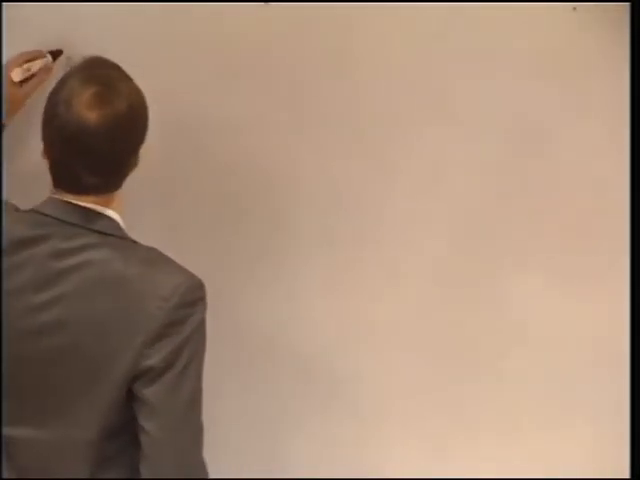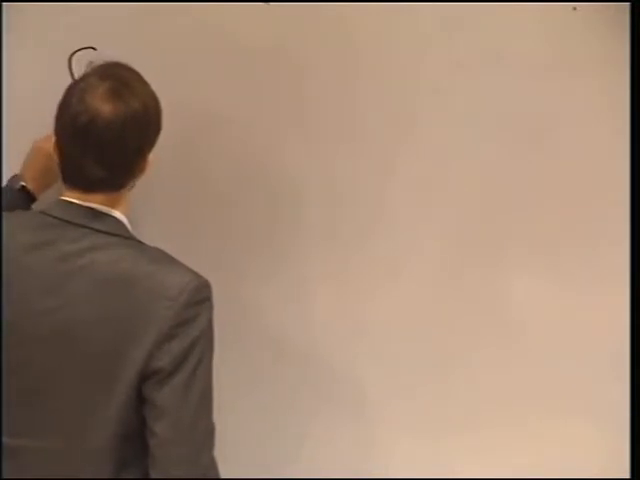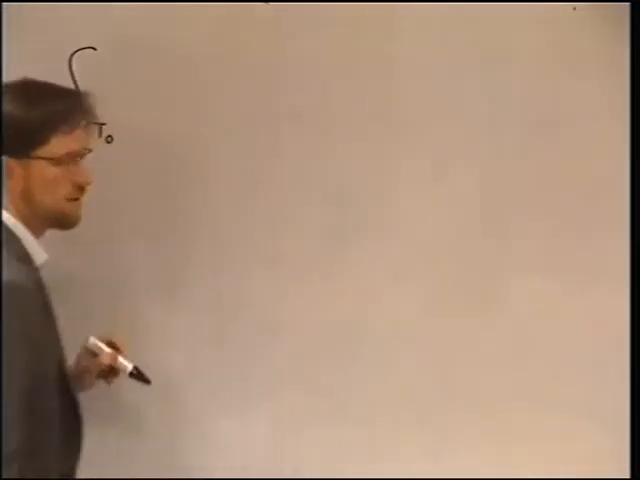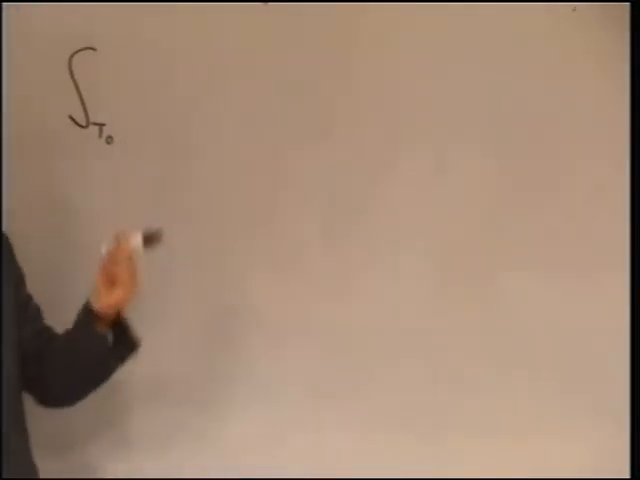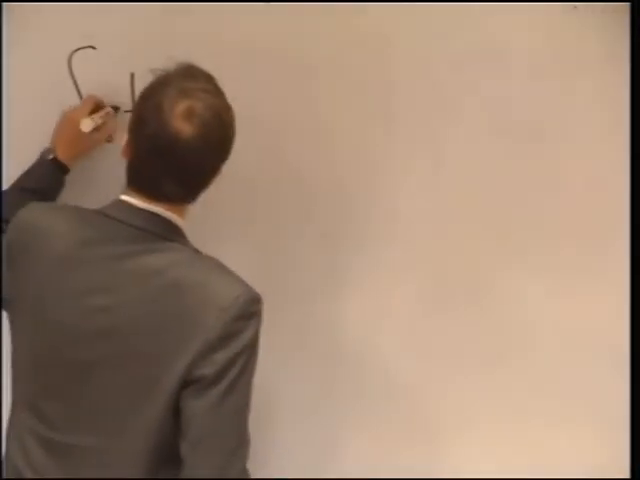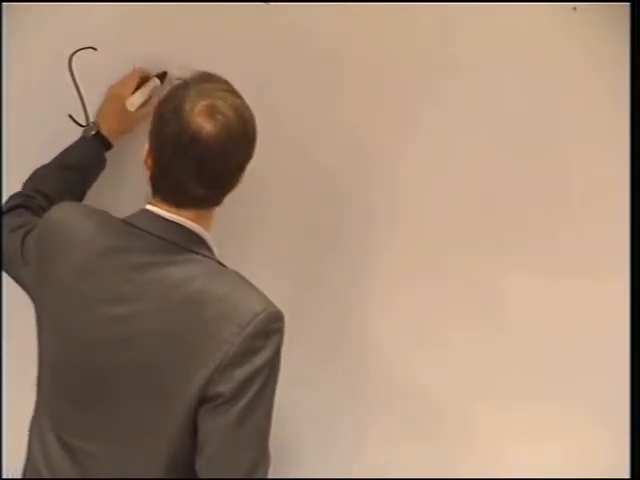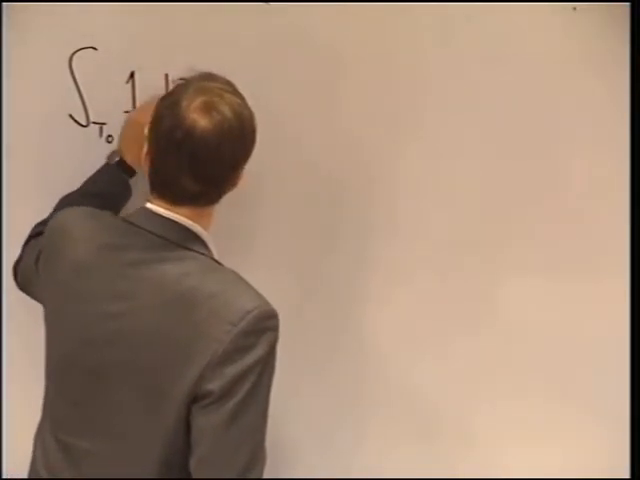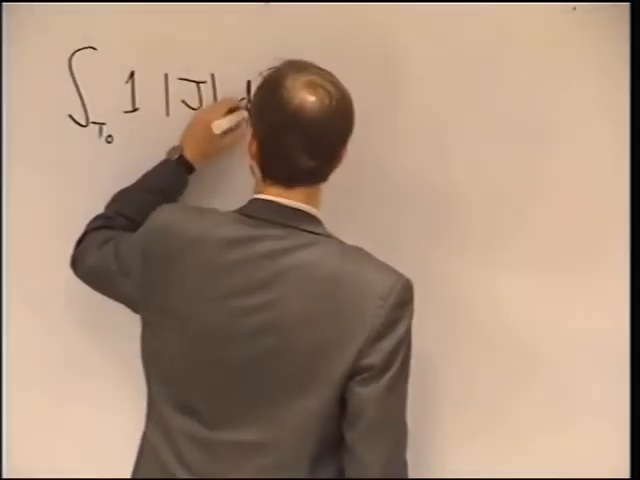is that we have the integral over the reference element. I realized in the first half of this lecture I was inconsistent about whether I was calling the reference element T0 or E. Let's just try and stick with T0 for the rest of the lecture. Of the function 1 times the Jacobian, or the determinant of the Jacobian, dx.